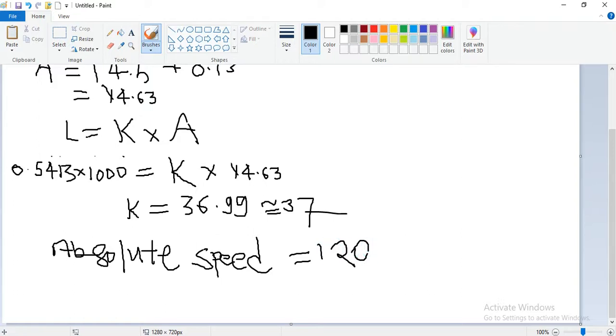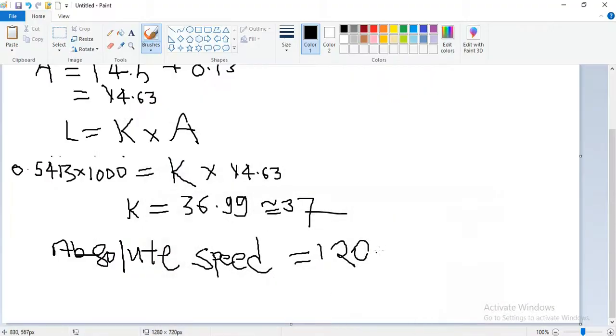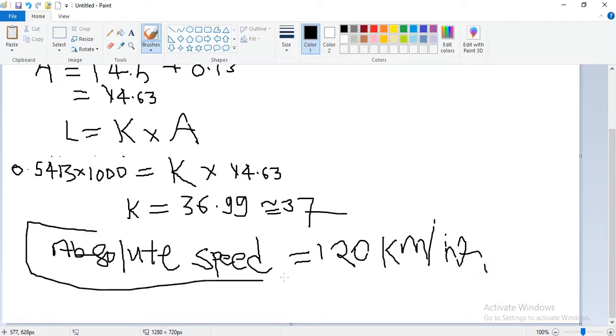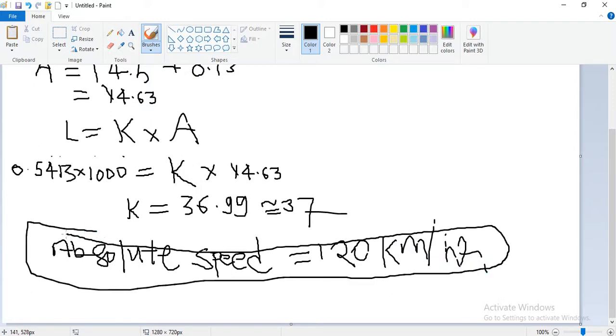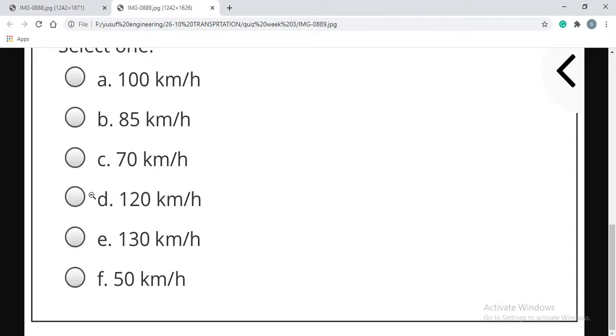Is it in kilometer per hour? Yes, it is in kilometer per hour. So this is the absolute speed, 120 kilometer per hour. Now we have solved this one, and the answer is 120 kilometer per hour. Option D is correct. This option D is the right answer.